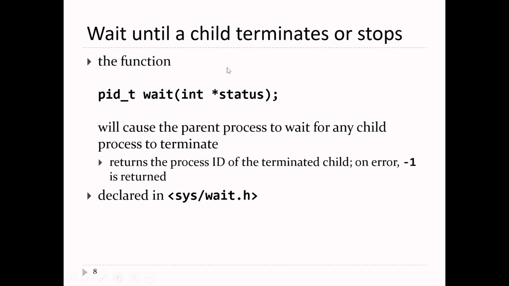So to wait for a child, you use the function called wait, which is probably not that surprising. The function wait will cause the parent process to wait for any child process to terminate. So if your parent process creates 10 children, wait will just wait until any one of those children terminates. It returns the ID of the child that stopped. On error, which shouldn't normally happen, you get back -1.